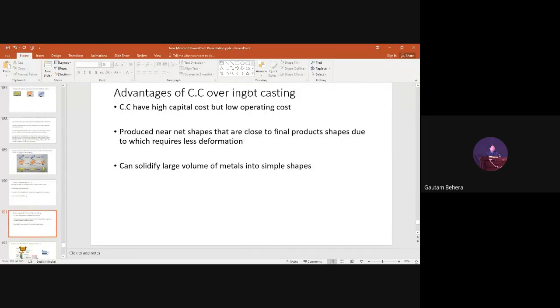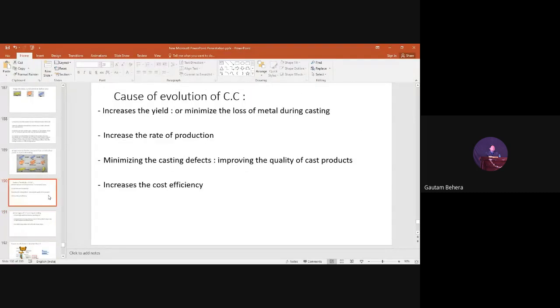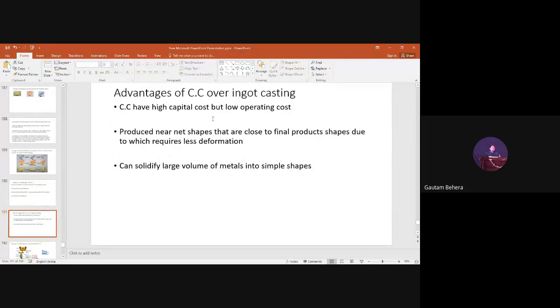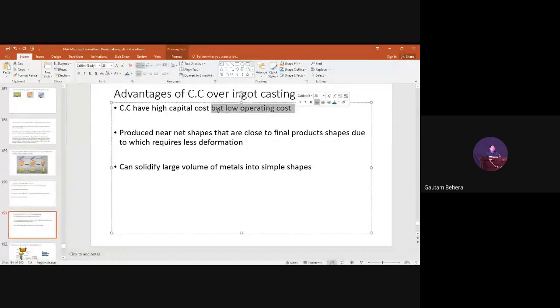Now, what are the advantages of continuous casting over ingot casting, which we have already discussed? Then there are certain other advantages we can have. One of the limitations is that the capital cost for continuous casting is very high. That means when we have to install the entire continuous casting machine, in short called concast, the capital cost is very high. But if you look into the operating cost for the long term, it is low. So this is the advantage we can have.